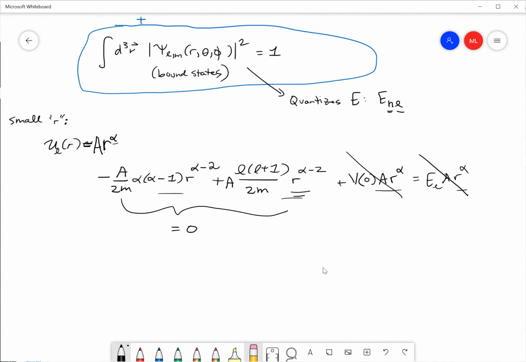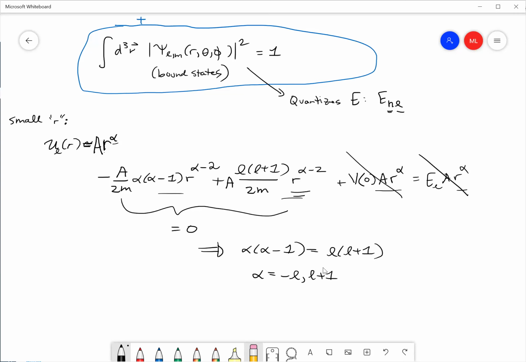If that's equal to 0, of course, what it means is that alpha times alpha minus 1 has to be equal to L times L plus 1. That's the only way these two terms can cancel each other. And that's an equation for alpha. So it means alpha is either minus L or it's L plus 1.